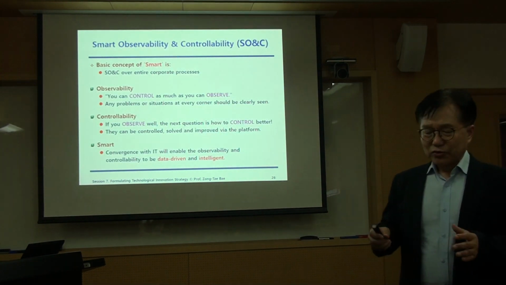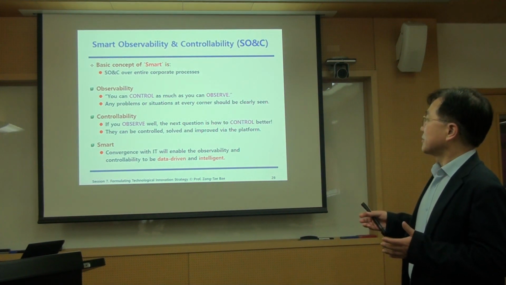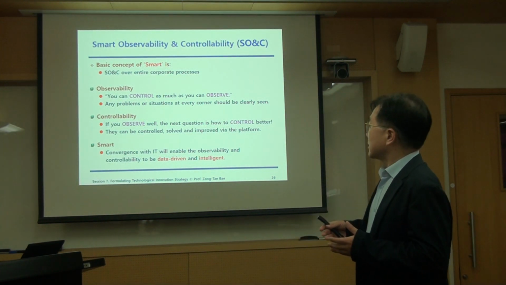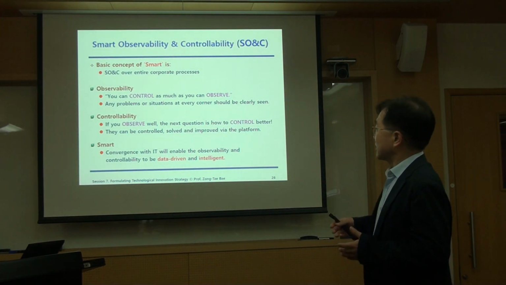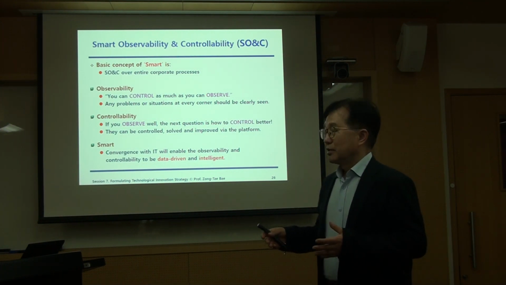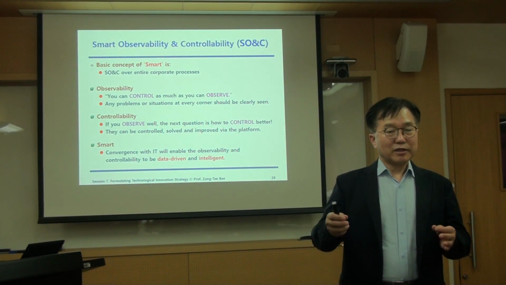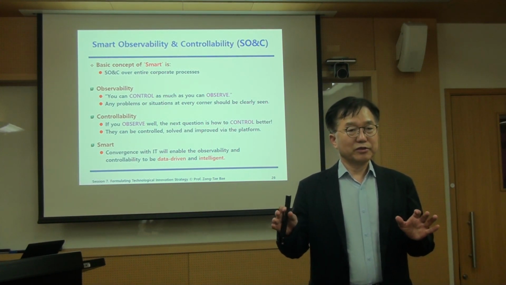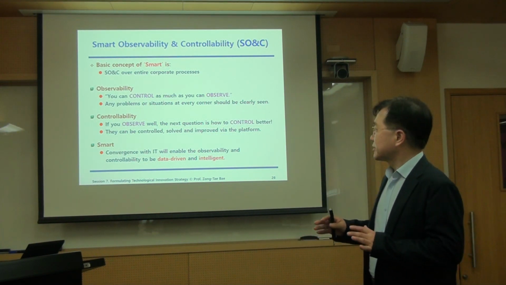So now, to understand the 4th industrial revolution very clearly, I think the concept of smart observability and controllability is very important. What is the basic concept of smart? Smart means smart observability and controllability of the entire corporate process. It means that we should observe first, and then based on the observation, you can analyze data, and then you can control the system for a better situation. So observability and controllability will be very important functions here.